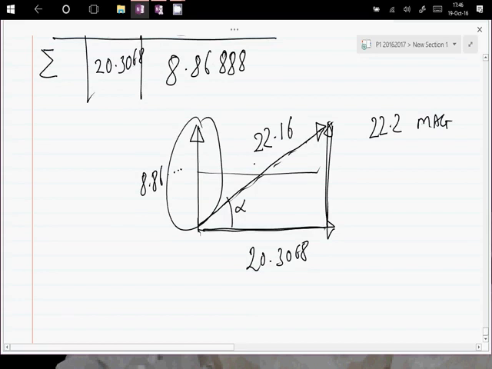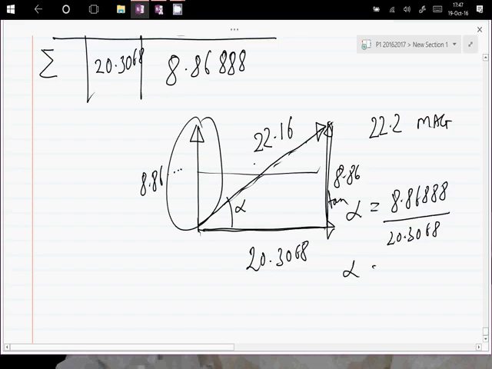And this is the angle of the vector. Okay? So this is the angle of the vector here. So I'm just going to do tan to the minus 1, 8.86. So tan alpha equals 8.86888 divided by 20.3068. Okay, so alpha equals 8.86888 divided by 20.3068 equals shift tan answer, I'm going to get 23.4 degrees.